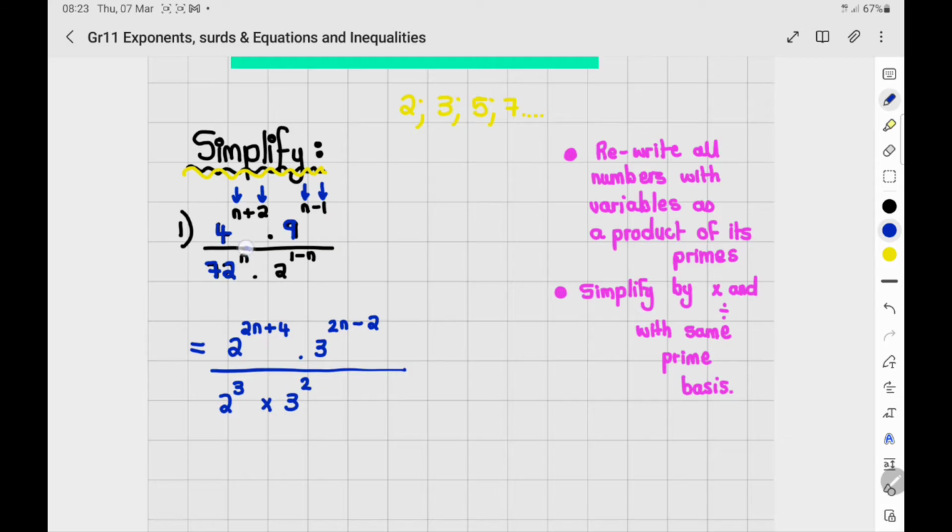But wait a minute, we need to remember about this n that it was raised to. So both of them, not just the one, but both of them get the further power n. And that gets timesed with 2 to the power 1 minus n.